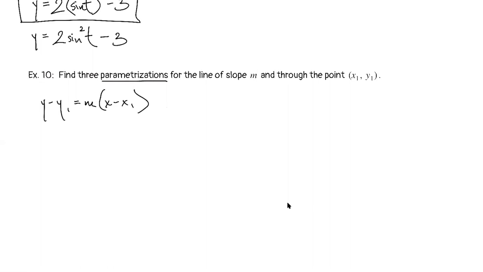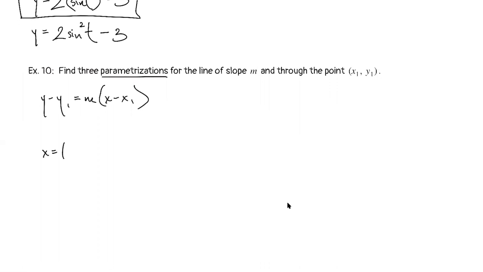And what I want to do is come up with a few parametric equations that I can use to represent this rectangular equation. So let's start off with the most basic one. We could say that x equals t, and then that would give us y minus y1 equals m(t minus x1). Now keep in mind that x1 and y1 are a point, right? So x1 is a number, y1 is a number. So it's okay that I have those in there still.